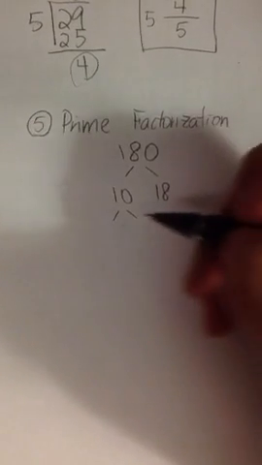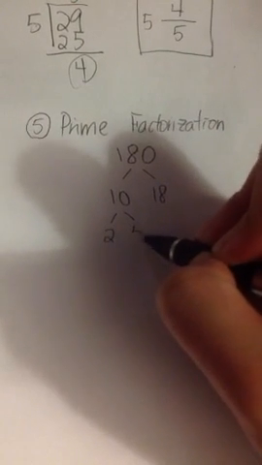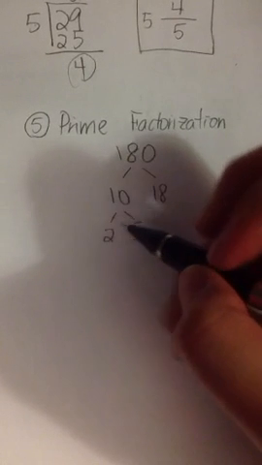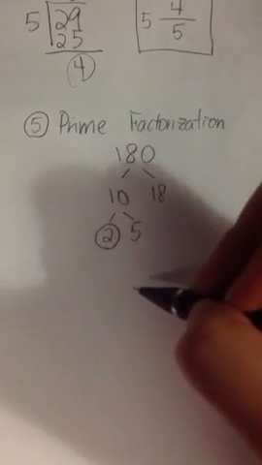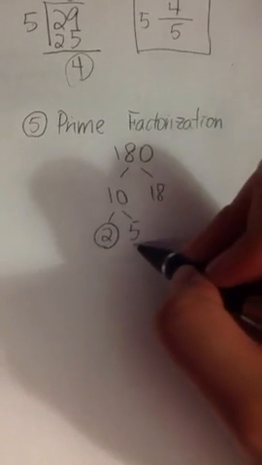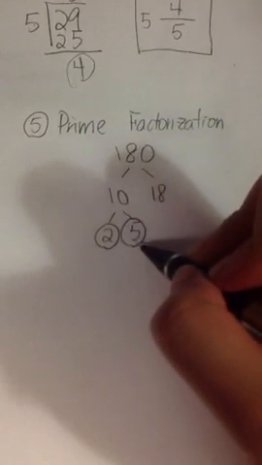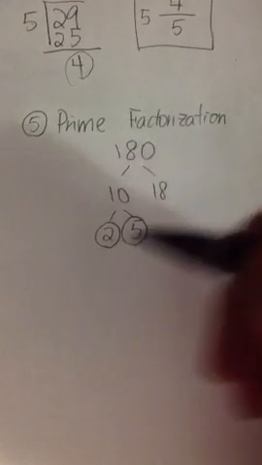I can break 10 into 2 times 5. Is 2 a prime number? Yes, so I circle it. Is 5 a prime number? Yes, so I circle it. And when I see both of them are prime numbers, then I stop.